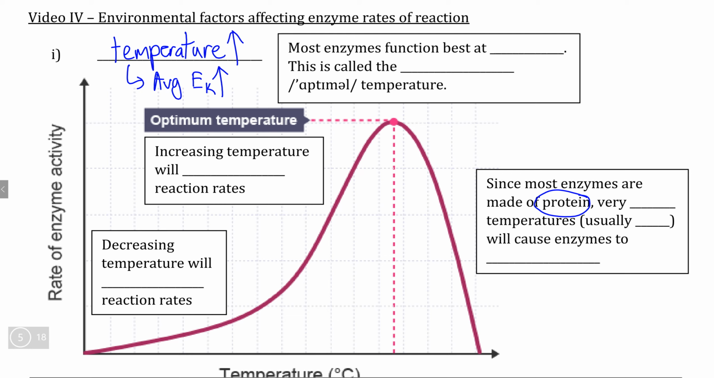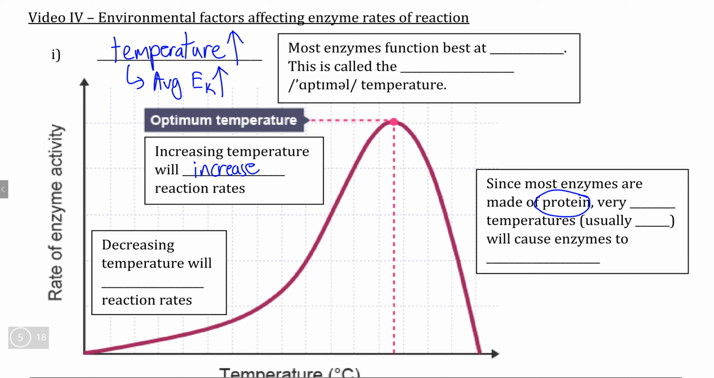Now, the general pattern that we observe is that increasing temperature is also going to cause a corresponding increase in reaction rates, because the faster particles are moving, the more likely the substrate and the enzyme's active site are to collide with each other and undergo a successful reaction.